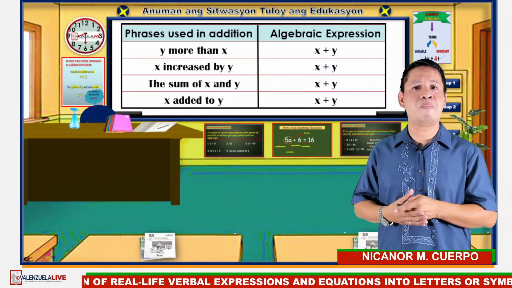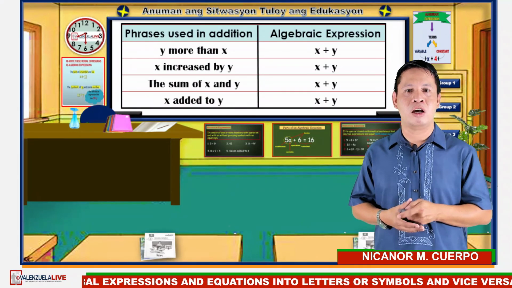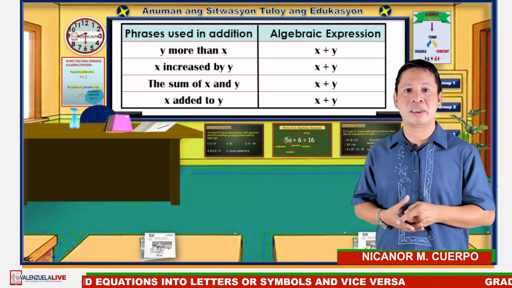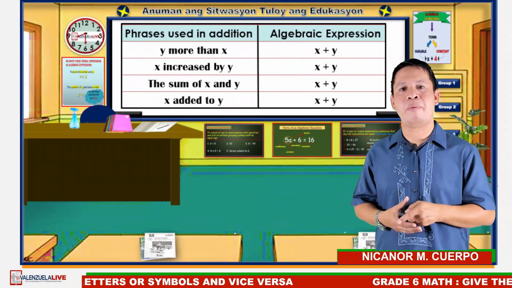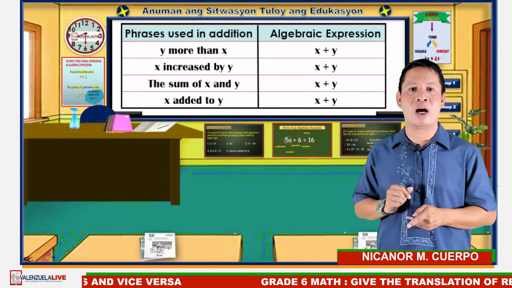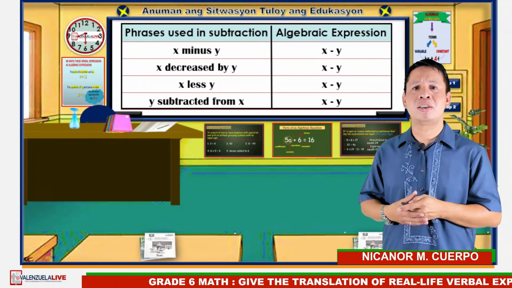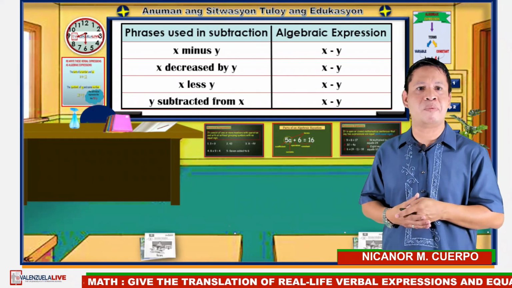Now, you have to remember some phrases used in addition. Y more than x is equal to x plus y. X increased by y is x plus y. The sum of x and y, that is x plus y, and x added to y, that is also x plus y. Please also remember the phrases used in subtraction to form an algebraic expression.